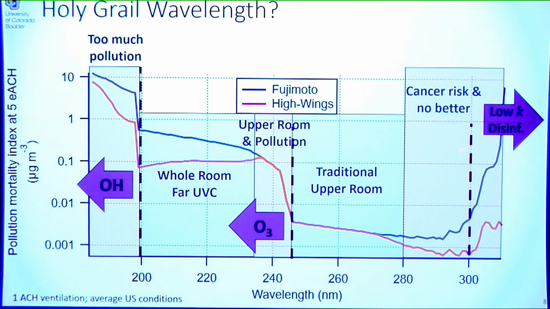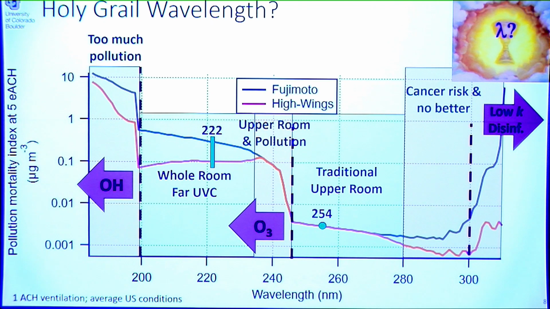Or you can do things in the upper room, where the pollution is, for this case, a factor of 20 lower. This is an average case. But that factor tends to be about another magnitude. And again, 254 is there, and this is very small variation. Things are pretty flat. Okay. So let's see. So is there a holy grail? No.